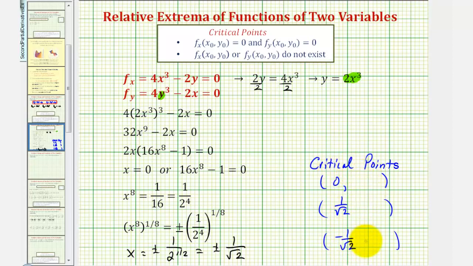And now to find these y-coordinates, we can go back and use this equation here, where y is equal to 2 times x to the third. So using positive 1 divided by square root 2, we would have y equals 2 over 1 times 1 divided by square root 2 cubed. This would give us 2 over 1 times 1 over 2 square root 2. So simplifying, notice how this gives us 1 over square root 2.